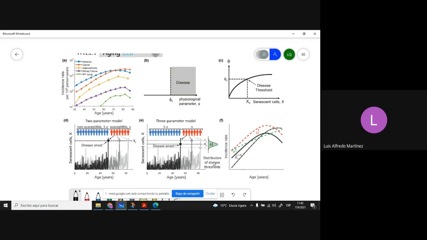In these figures, we can see one distribution of disease thresholds. In this case, this model has three parameters and in this case, two parameters.